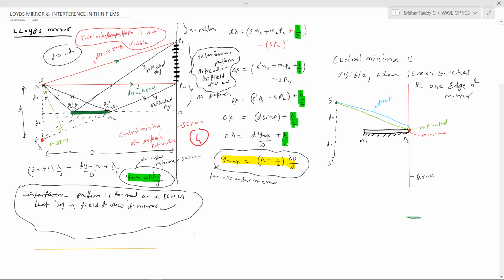So prior to that, we'll go for one more. If a ray is reflected by a denser medium, it will undergo a phase change of pi radian. So what is the basic idea? Now let's look at this particular thing. There are two rays here.